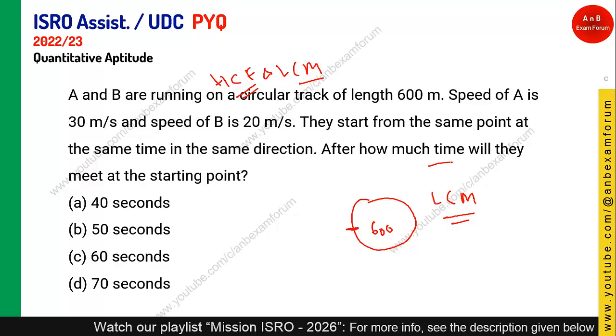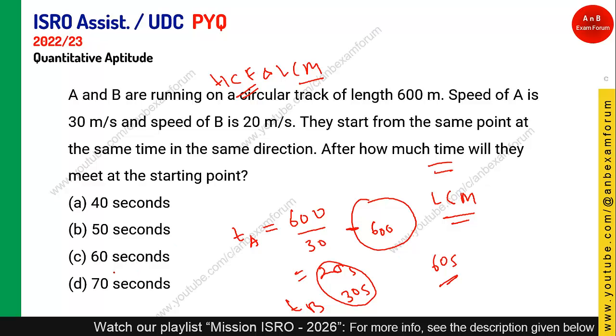LCM of what? He is asking about the time, so you should take the LCM of the time duration of both A and B. So let's calculate the time duration. Time duration of A would be 600 divided by 30, it is 20, and similarly time duration for B is 600 divided by 20, it becomes 30 seconds. And if you take the LCM of these two, it would come 60 seconds. So after 60 seconds they are going to meet once again. So 60 seconds is the right answer.